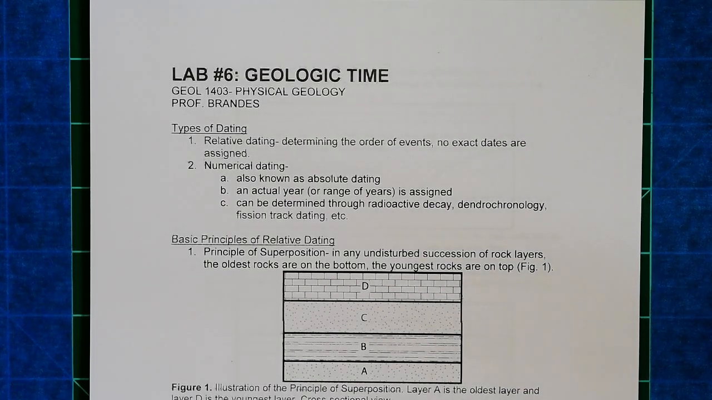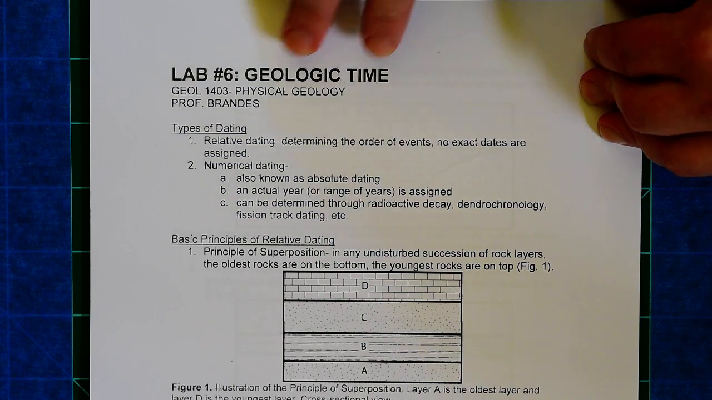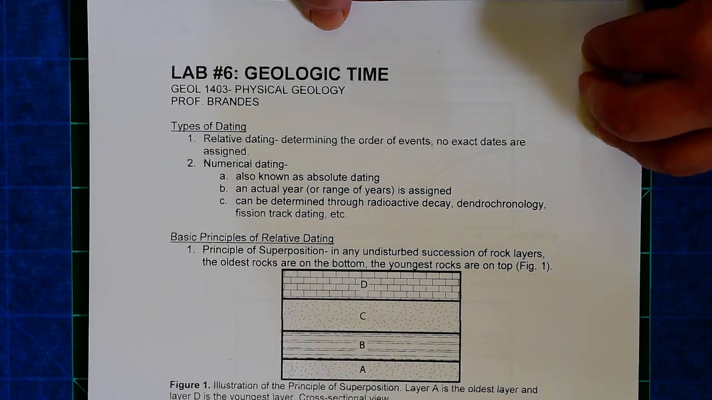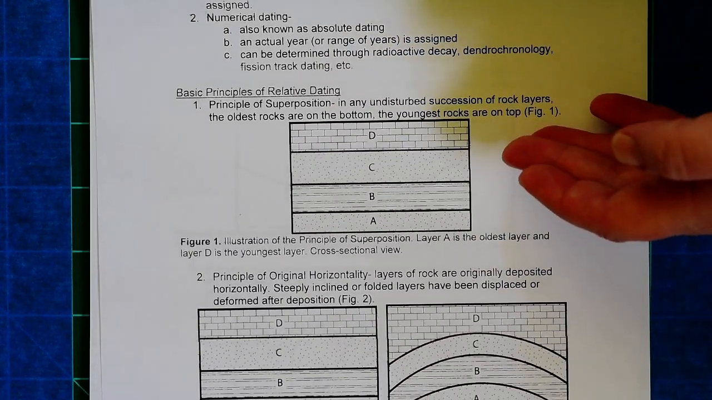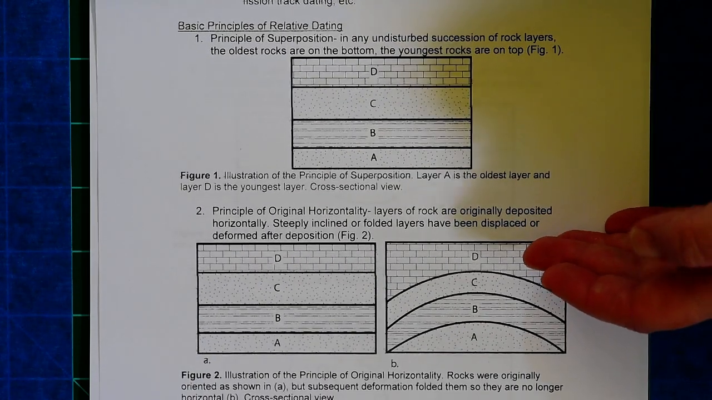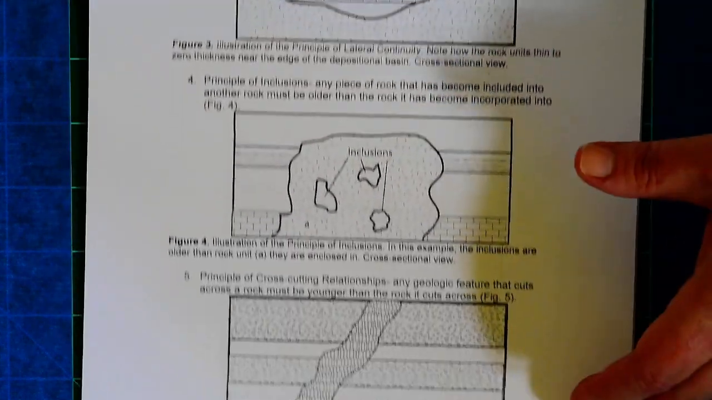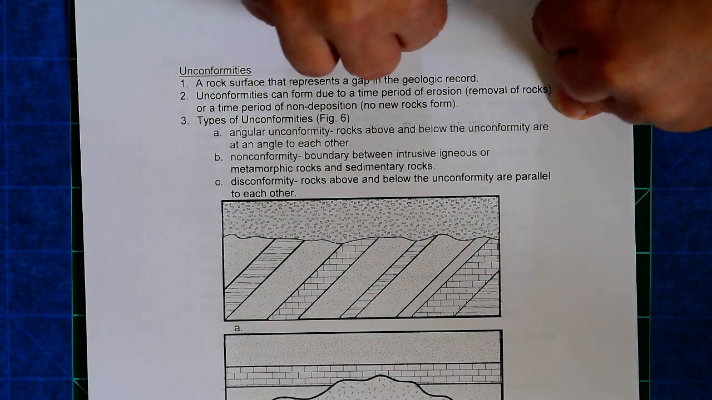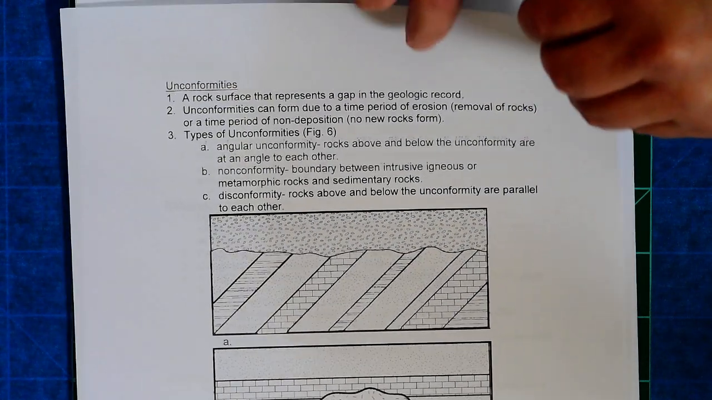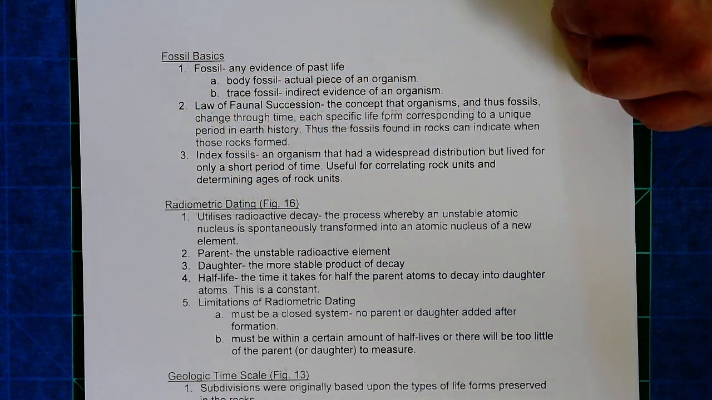Okay, so one of your assignments with Geologic Time is to complete the Geologic Time lab. Like with all the other labs, I'm going to give you a handout that explains some of those really important principles that you'll use in the lab. Things like superposition and original horizontality and all of Steno's principles and Lyell's principles. You'll have all of those in this explanation, in this handout. It'll go over unconformities, a little bit about fossils, and a bit about radiometric dating as well.